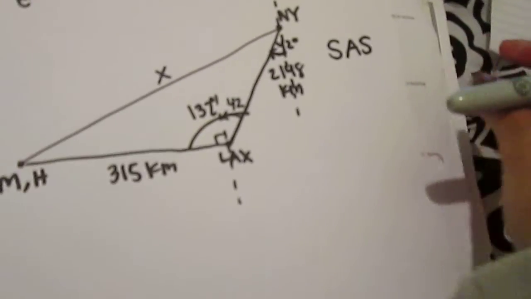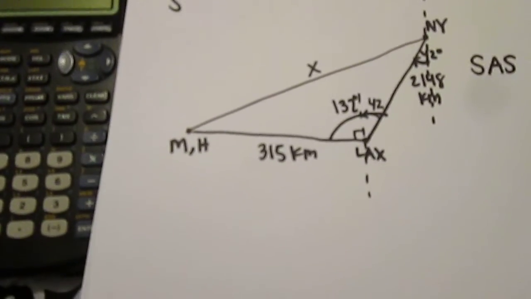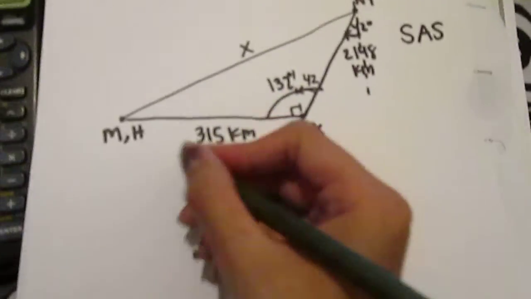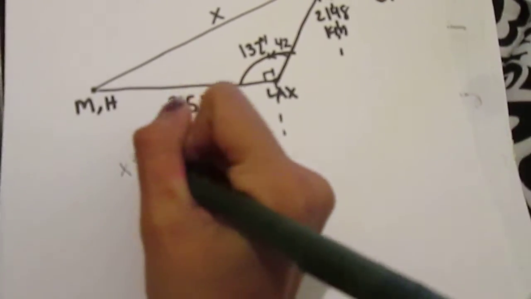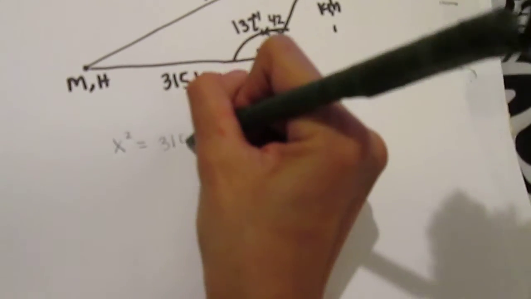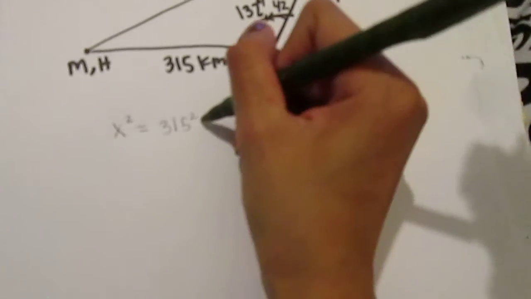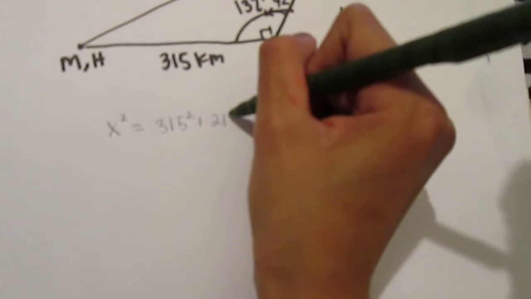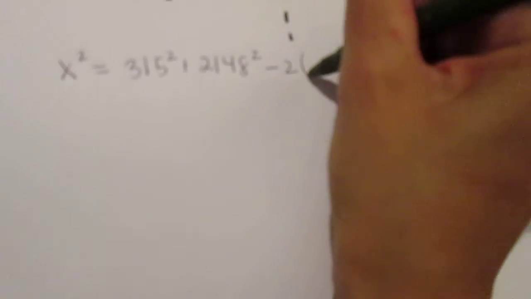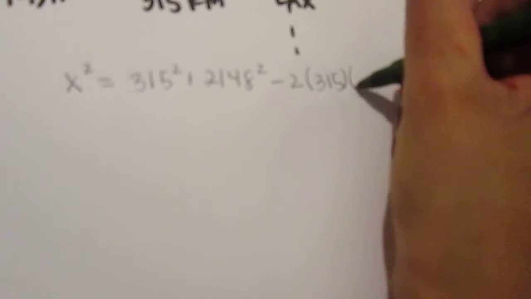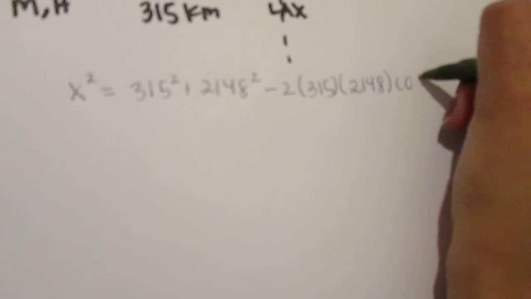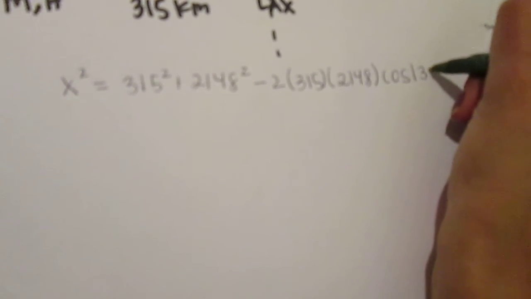So we're looking for x. So x squared is going to equal 315 squared, this is one side, plus 2,148 squared, that's another side, minus 2 times 315 times 2,148 times the cosine of 132.